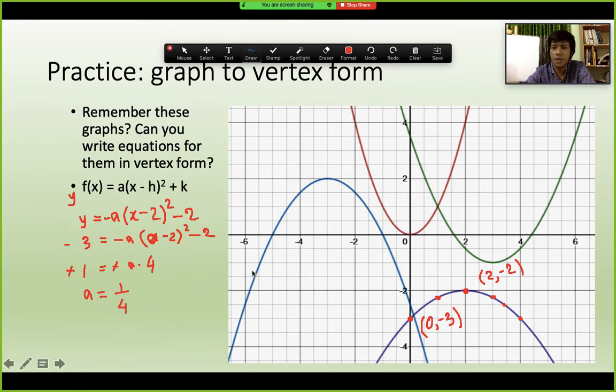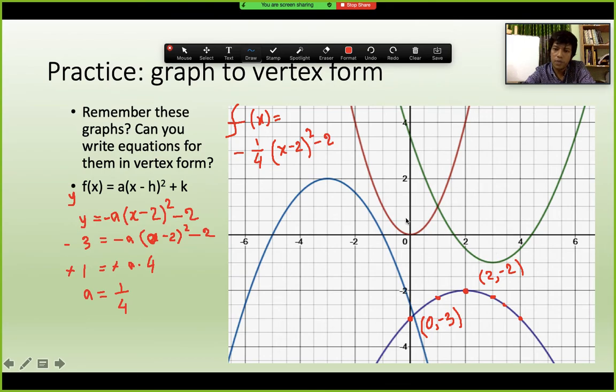So what is my final answer? My final answer for this graph is f(x) equals, first of all minus, because the graph is downside, as you can see. Then the value of a, we have already found, 1 by 4. Then x minus 2 whole square. The remaining thing you can directly write, x minus 2 whole square, then minus 2. This is the answer for this graph.